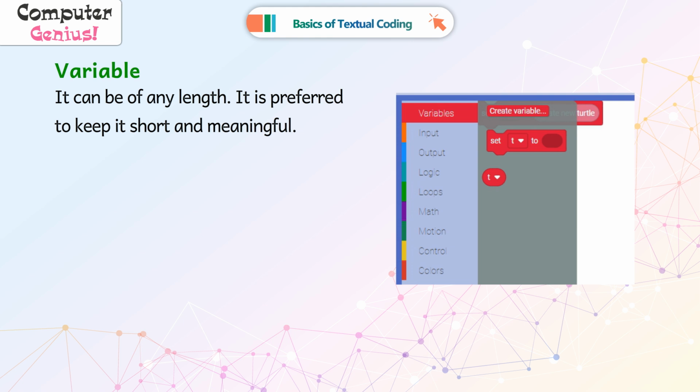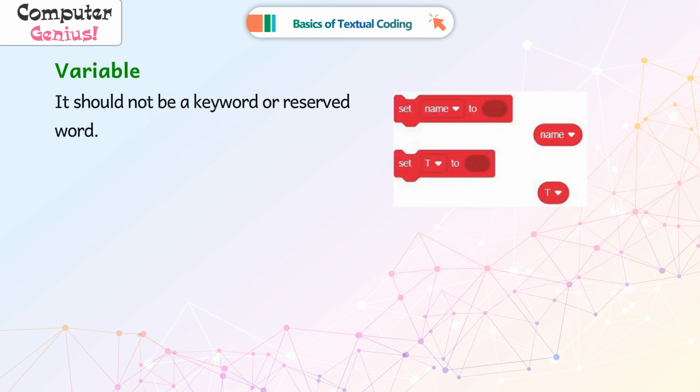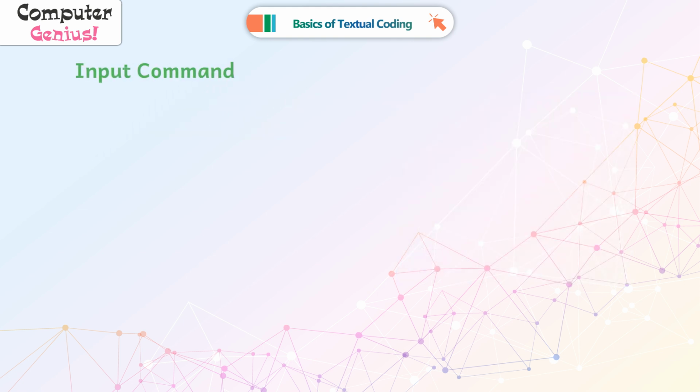It can be of any length. It is preferred to keep it short and meaningful. It should not be a keyword or reserved word. Special symbols like exclamation mark, @, $, %, and so on cannot be used in variables.